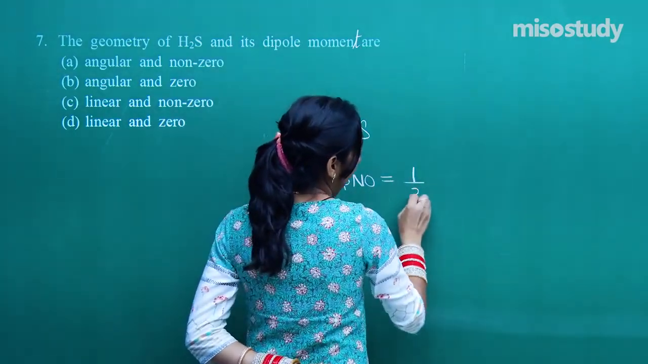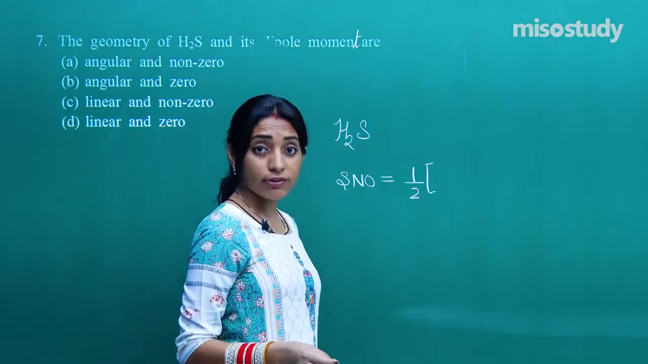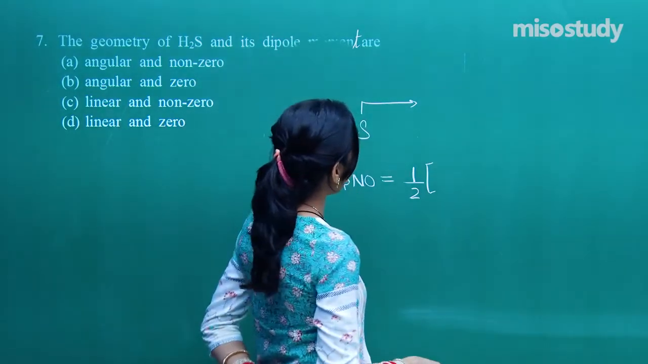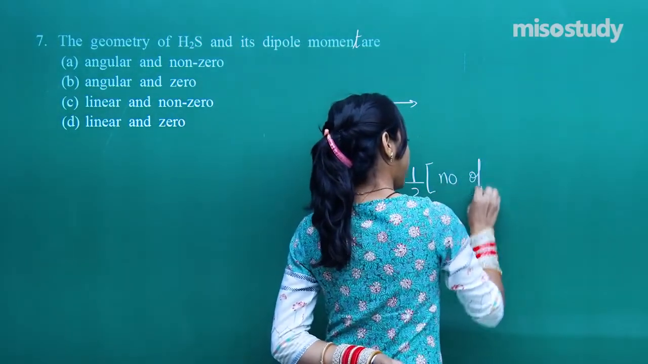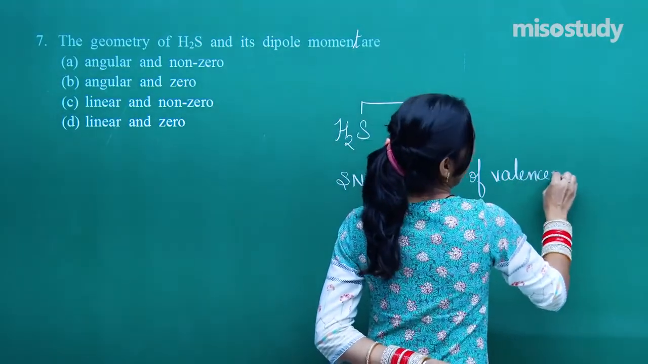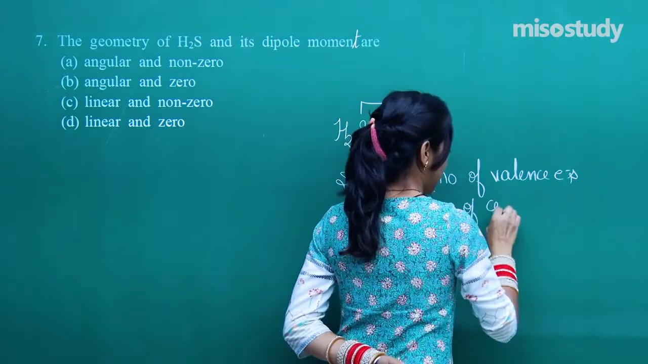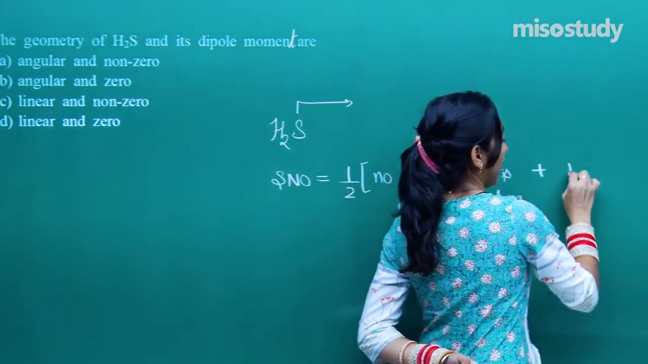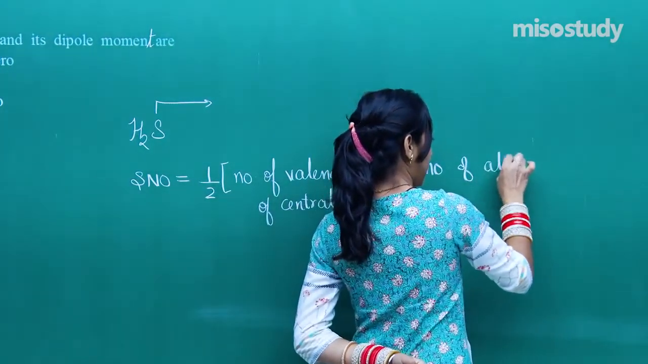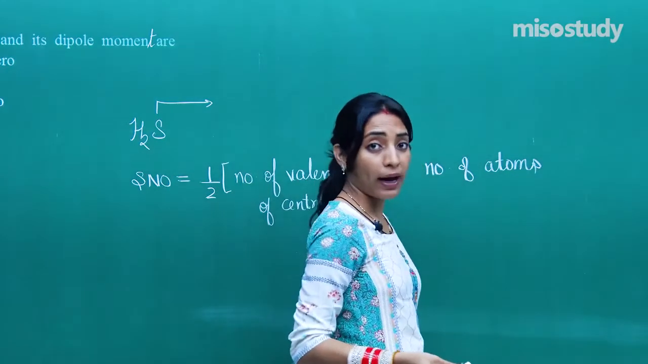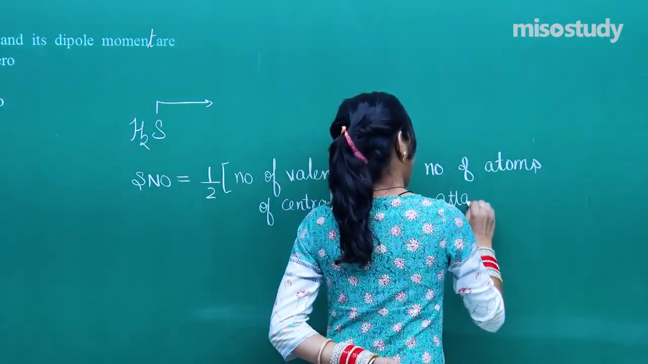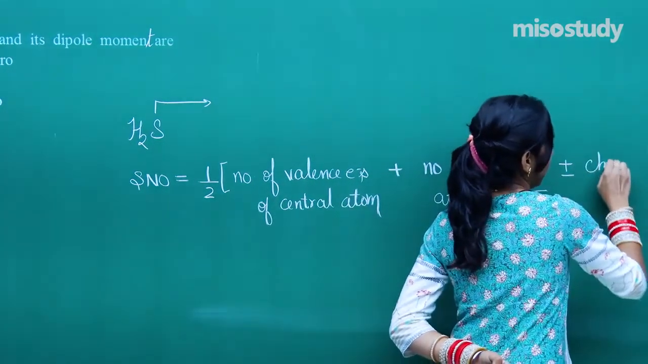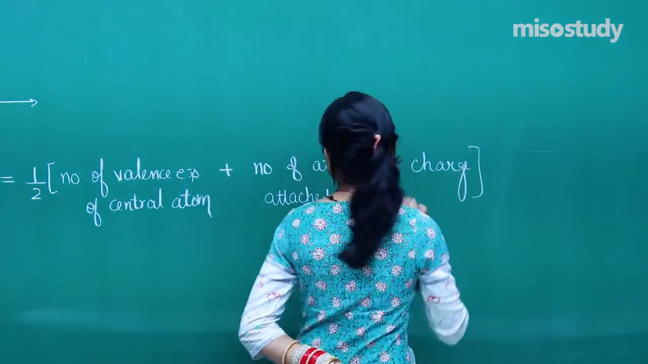So steric number is half of the number of valence electrons of the central atom, plus the number of atoms attached by sigma bond, plus or minus charge if it is present on the molecule. The central atom in this particular case is sulfur. So how many valence electrons?